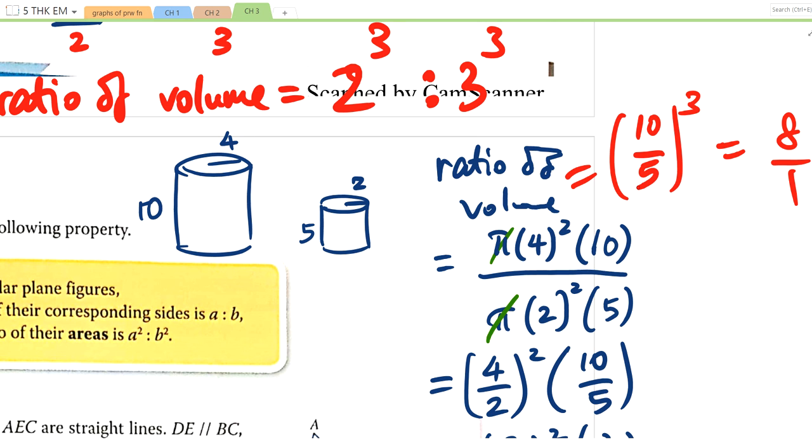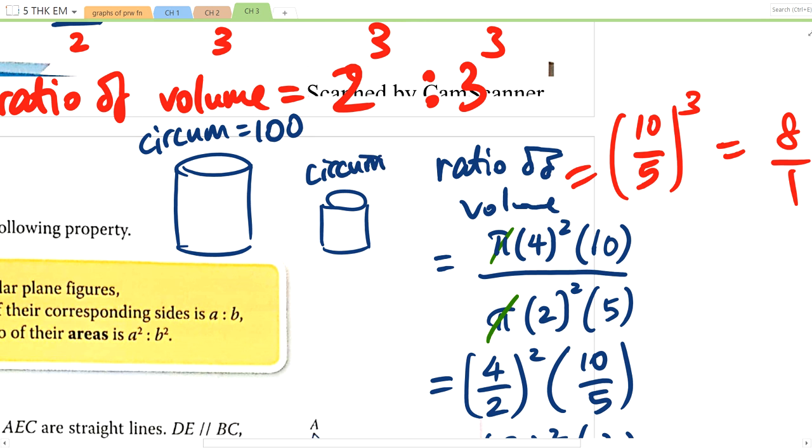What if somebody tries to be funny? One of the teachers tries to set you this type of question. Maybe it's me. I give you the circumference. Circumference equals maybe 100. Then this one, circumference equals 30. Do you want to find the radius first? Can you find the radius? Yes, you can, right?